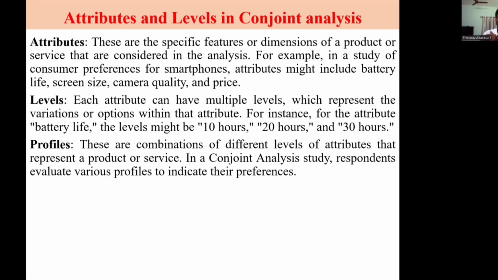This is about profiles, attributes, and levels. This is most important. Everyone should clearly understand profile, attributes, and levels. Only then will the marketing research using conjoint analysis help you. If you do not understand what is a profile, what is a level, and what is an attribute, the conjoint analysis does not help. So you should have a clear idea about what is an attribute, what is a profile, and what is a level. What are all the attributes we are going to set? So all this is most important for conjoint analysis.